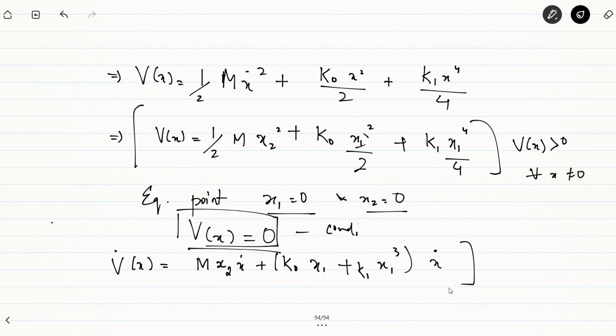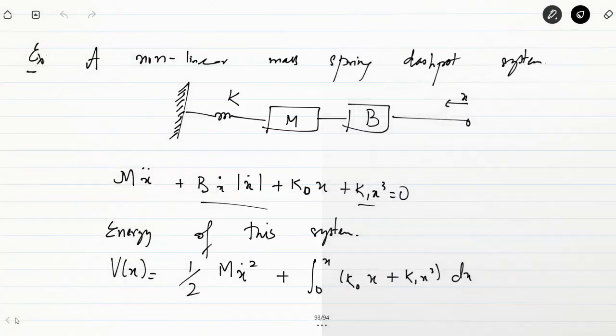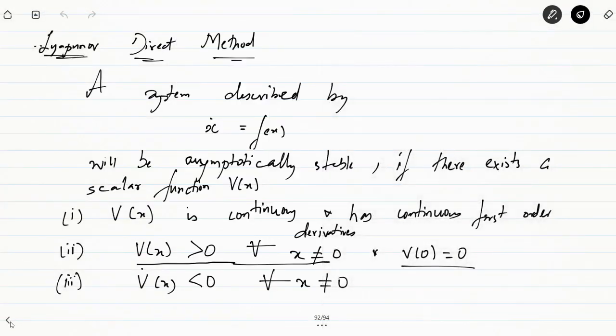And looking at this function for x, you can see that v of x will be less than 0 for all x not equal to 0. Energy is continuously decreasing. You can see this is a continuously decreasing energy function. So as far as this system goes, around the equilibrium point at 0, 0, this system is stable. Fine. So we have to actually derive an energy function of a system.